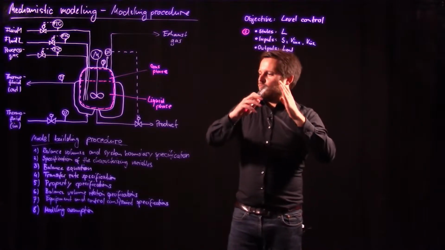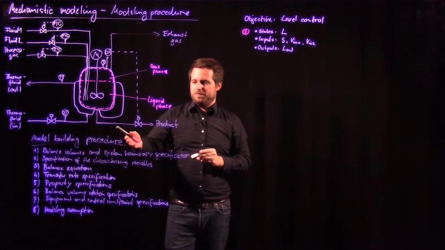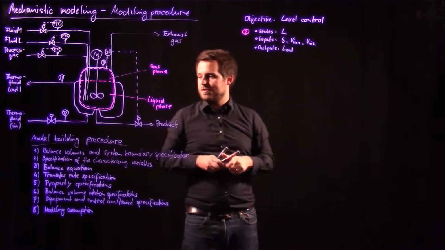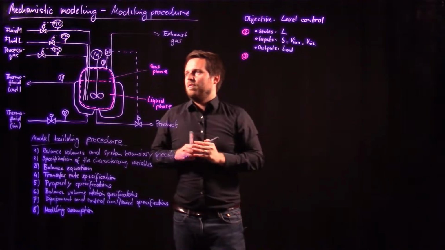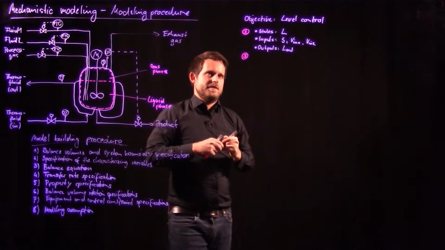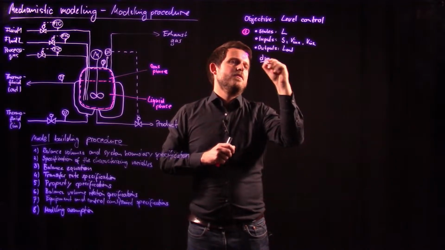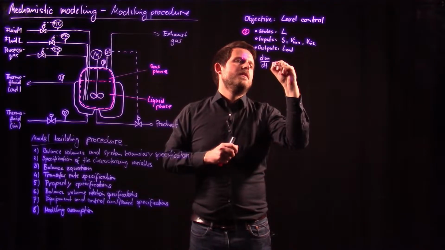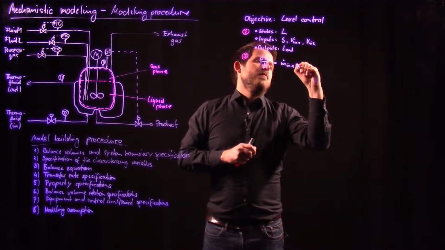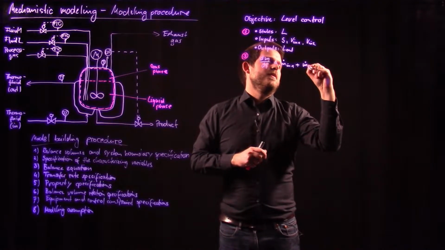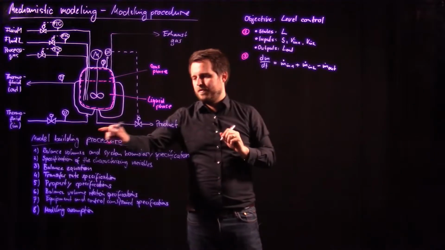Now, if we look again into our modeling procedure, the first step we are suggested to do is to look into the balance equations. The relevant balance equation for modeling the level is the mass balance. This denotes the change of the mass in the system, and it depends on what is flowing in by fluid 1 and flowing in by fluid 2, minus what is going out through this stream.